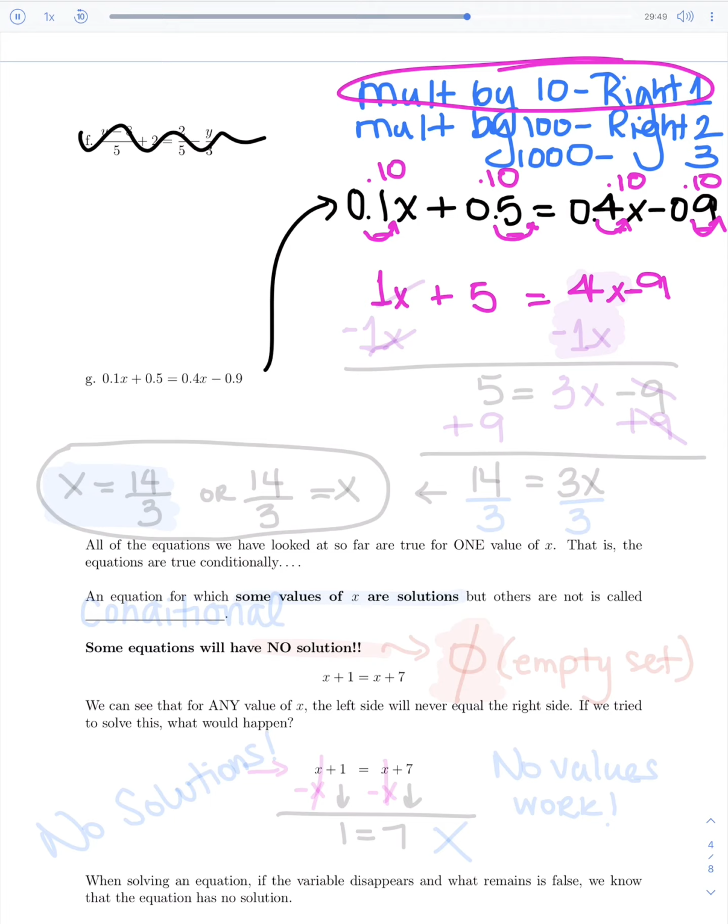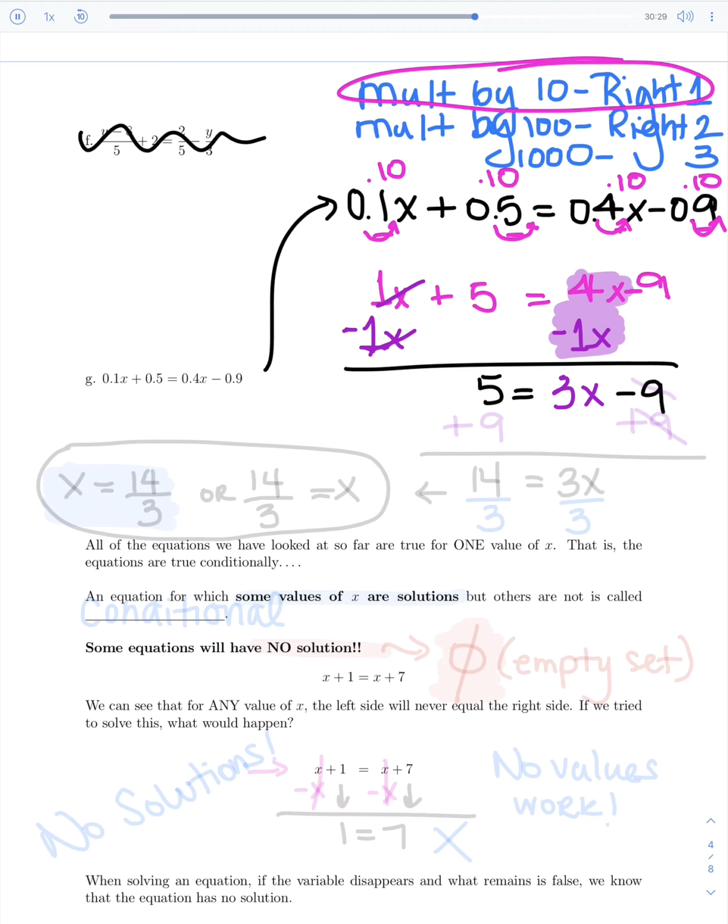Then I just need to get the x's on the same side. How can I get the x's on the same side? Well, I'm going to move the smallest of the two, so I'll move the 1x by subtracting a 1x from both sides. And that will give me, I'll still have a 5 on the left-hand side, but now on the right-hand side, I will have a 4x minus a 1x, which is a positive 3x. I still have that minus 9 on the right-hand side, though.